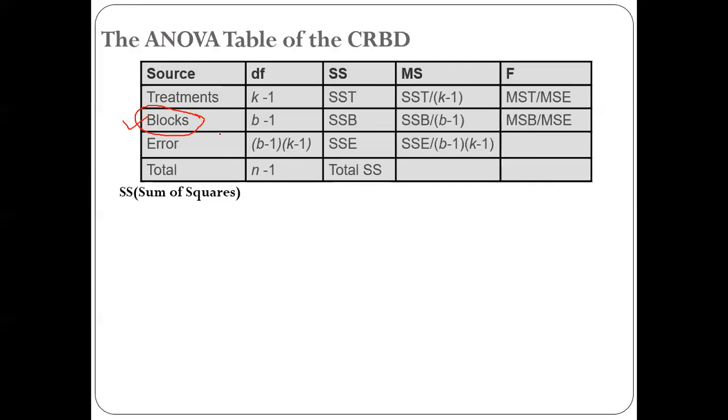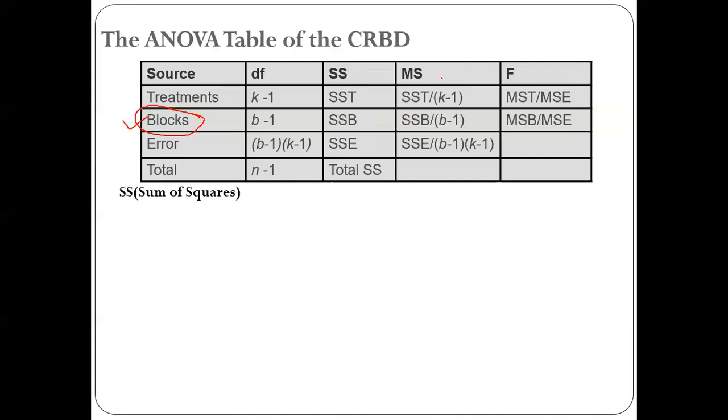So how do we get the degrees of freedom? The degrees of freedom for treatment is the number of treatments minus 1, and the degrees of freedom for block is the number of blocks minus 1. The total and error are as shown in this table. How do we get the sum of squares? The sum of squares for treatments is referred to as SST, the sum of squares for block is referred to as SSB, and the sum of squares for error is referred to as SSE. So how do we get the mean square?